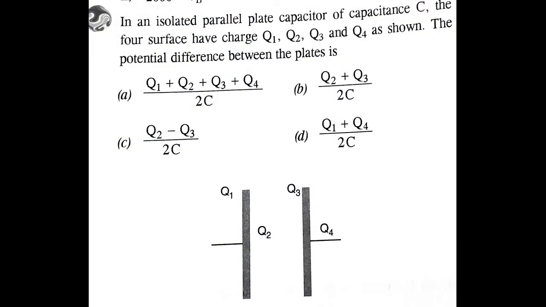Here is another one. It's an isolated parallel plate capacitor of capacitance C, and four surfaces have charges Q1, Q2, Q3 and Q4, which is shown in the figure, and we have to calculate the potential difference between the plates. There are 4 options given. This is a very tricky one, very interesting one. Do copy this in your classwork and we'll solve it now.